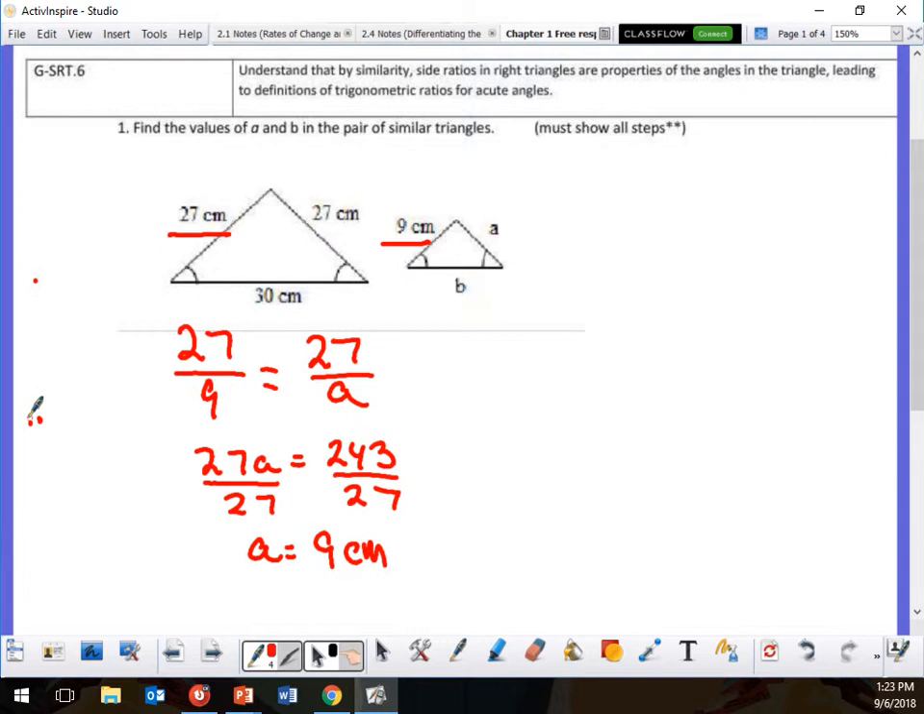What if you made a mistake on A? Would you want to use that one? No, you don't want to use the one that you just found out. You want to use the one that's given to you. So the 27 and 9 are given to you. Okay, 27 over 9 is equal to what? 30 over B.